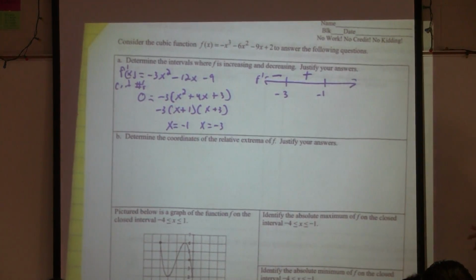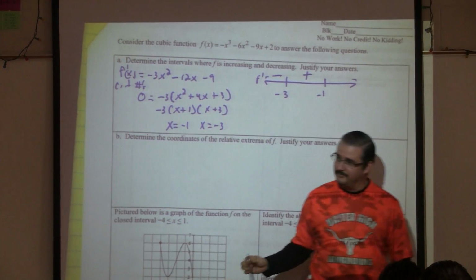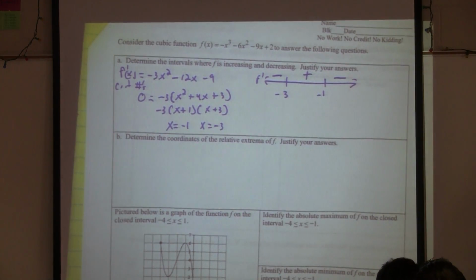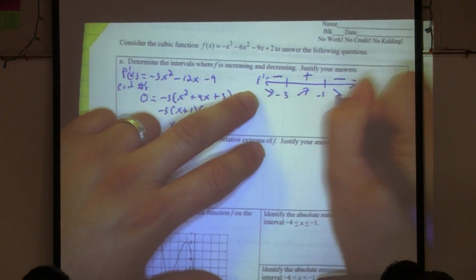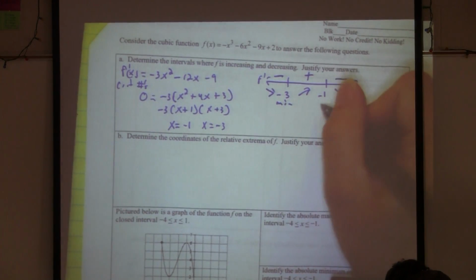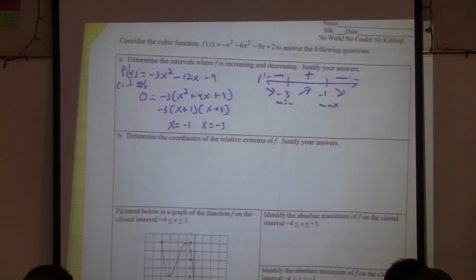Alright, pick something on the other side of -1. 0. 0 plus 1, positive. 0 plus 3, positive. Positive times positive is positive. Very good. Alright, so what do we end up with? Negative, increasing, decreasing. So what do I have at -3? A min. At -1? Max. They weren't asking for that, but they're probably going to ask it in the next question. So we already have it.